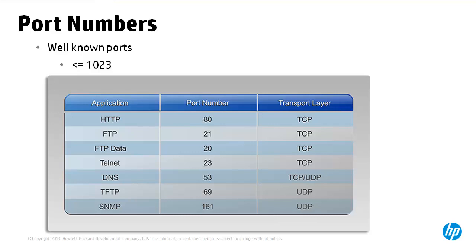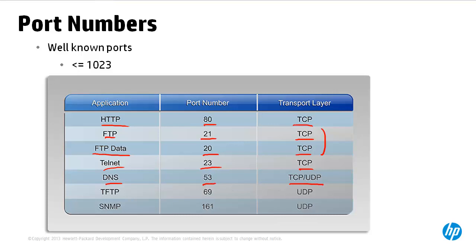Well-known port numbers are less than or equal to 1023, and here are some well-known port numbers. So as an example, HTTP is port 80, uses TCP, FTP port 21, TCP, FTP data port 20, TCP. So with FTP, we have two port numbers, FTP control, which is for the establishment and teardown of the FTP session, uses port 21. And for the actual data transfer, port 20 is used. Telnet uses port 23. TCP is the layer 4 protocol.